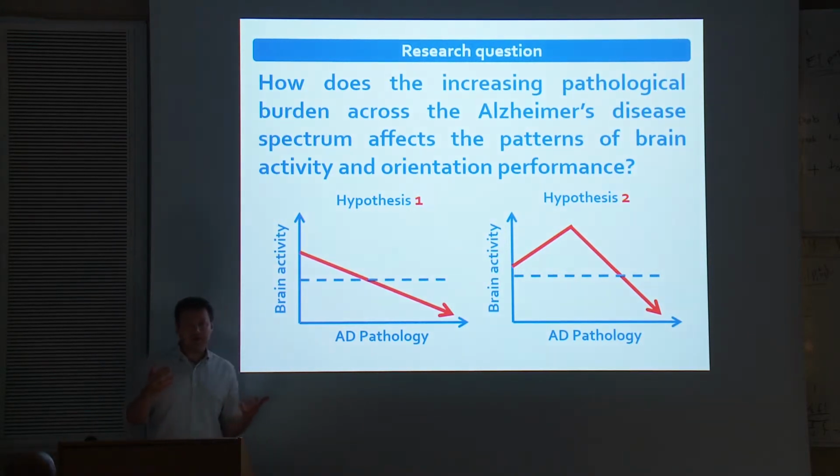An alternative hypothesis is a two-phase model where an initial accumulation of pathology would bring out a reactive phase resulting in hyperactivation or neural hyperactivity. And once that compensatory mechanism is exhausted, we'll get the declining slope and even possibly a more rapidly declining slope that will result in cognitive disturbances.